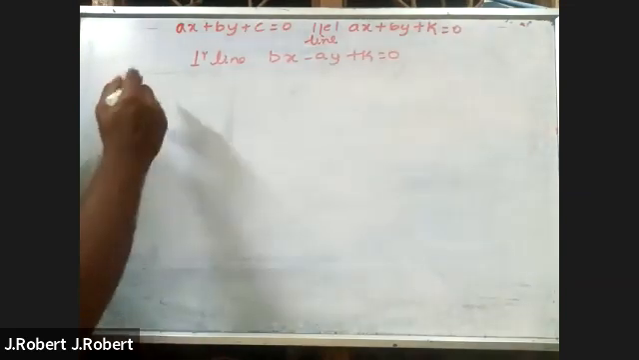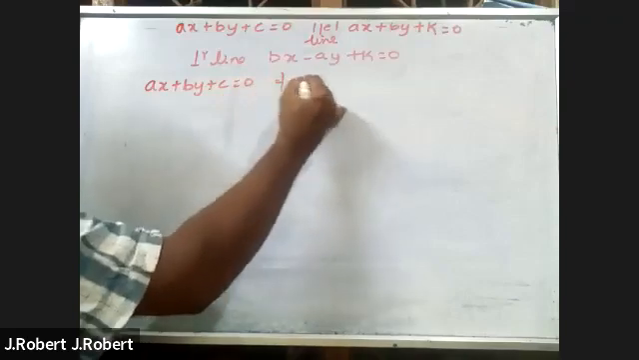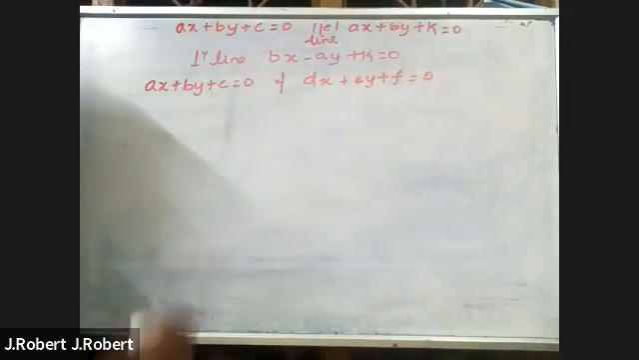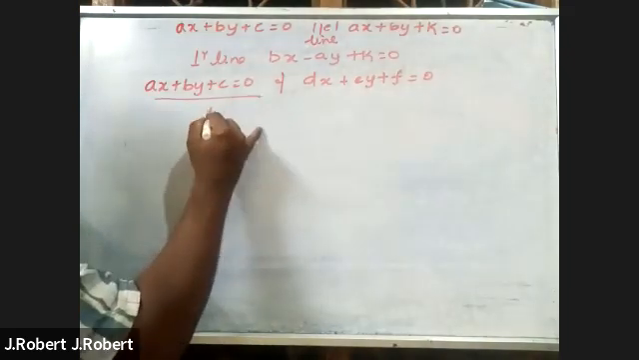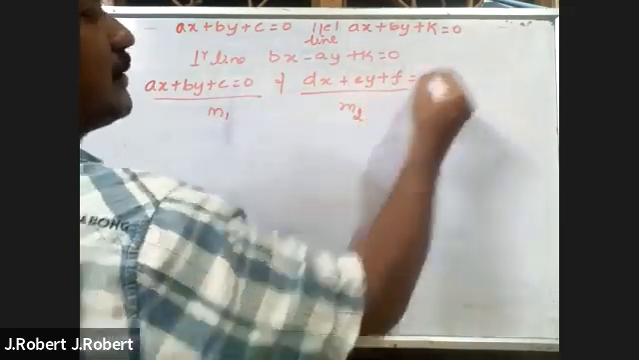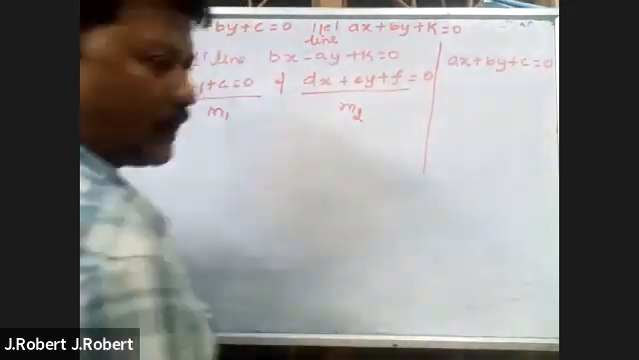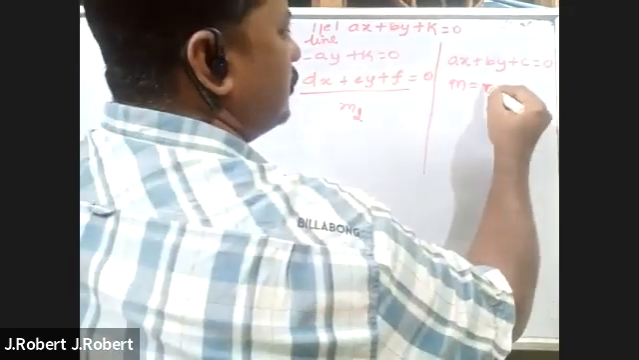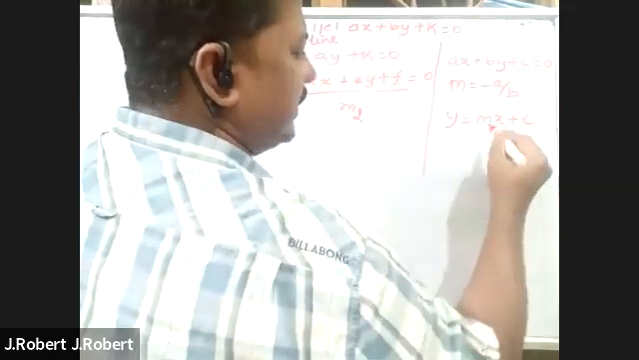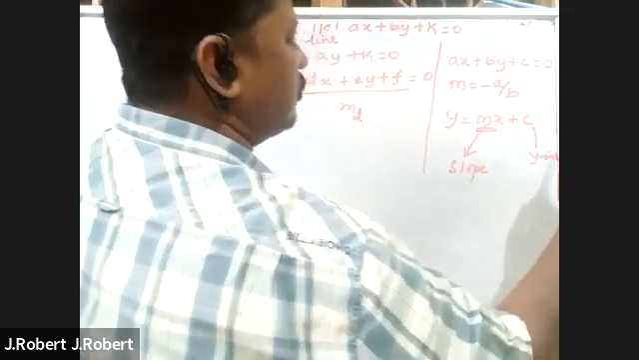If two lines are given, ax plus by plus c equal to 0 and dx plus ey plus f equal to 0, these are the two lines given. The slope I find from the first line is m1, and from the second line the slope is m2. We all know how to find the slope: for ax plus by plus c equal to 0, the slope m is minus a by b, or take the form y equals mx plus c, where m is called the slope and c is called the y intercept.